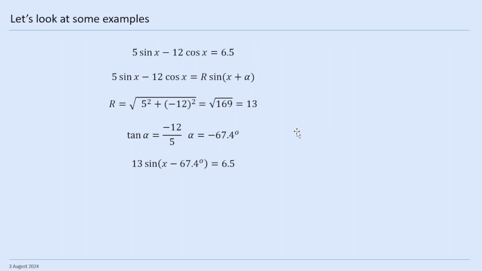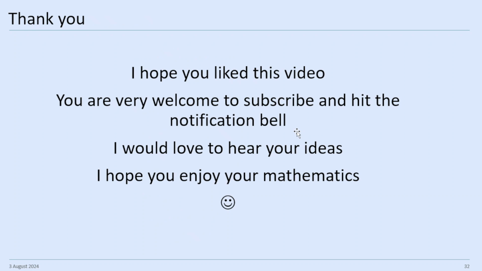So what we can now do is rewrite the top equation as 13 sine x minus 67.4 degrees equals 6.5. Divide through by 13. That tells us that sine x minus 67.4 degrees is 0.5. The inverse sine of 0.5 is 30 degrees, as we all know. So x minus 67.4 degrees equals 30 degrees. Add 67.4 to both sides. X equals 97.4 degrees.